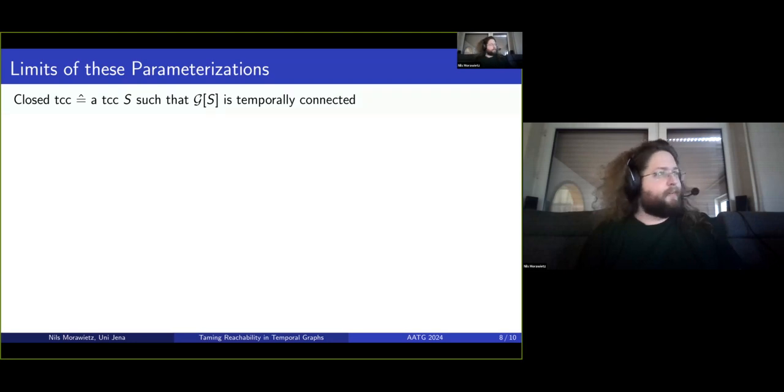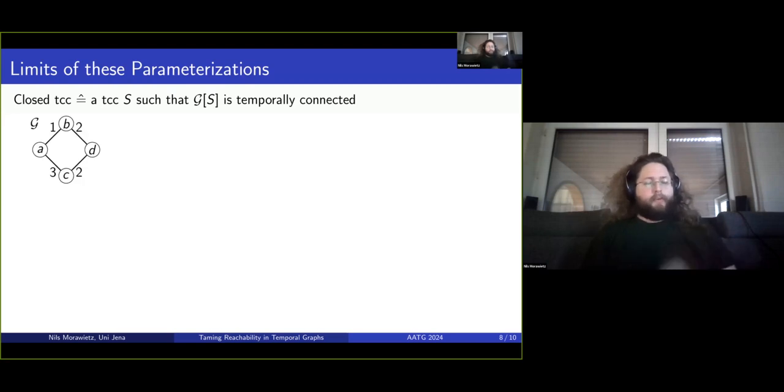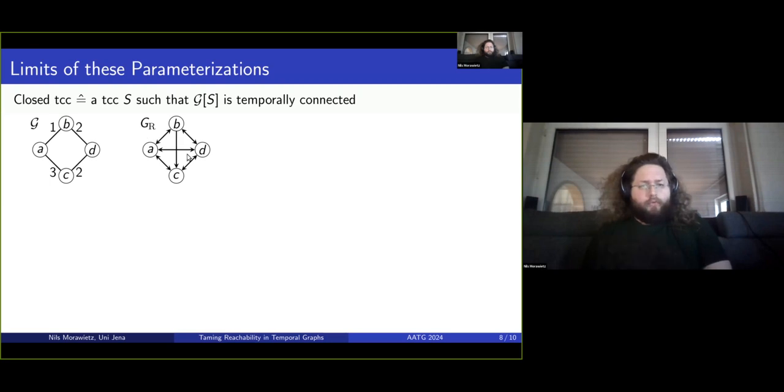Wrong paper. This reachability. So, a small example: let's say this is our temporal graph, and the reachability graph of this graph would look like this. You don't have to verify it. And in this graph, the vertex set ACD is a temporally connected component because it's a bidirectional clique.